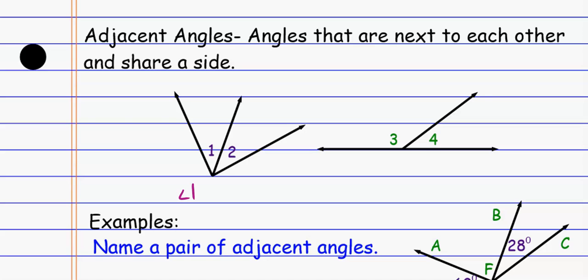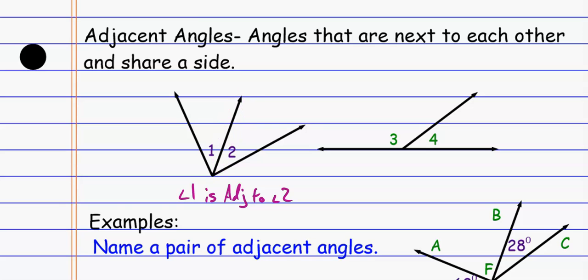Angle 1 is adjacent, which I'll abbreviate, to angle 2. All right, and we can see they share this side. They have this side in the middle in common. They share that one, and they're next to each other. Angle 1 is separate from angle 2, except for that side they share. They don't share any stuff in between the two rays that make the angle. So they have to be next to each other, one right beside the other, but they share that side. And they have to start at the same spot.